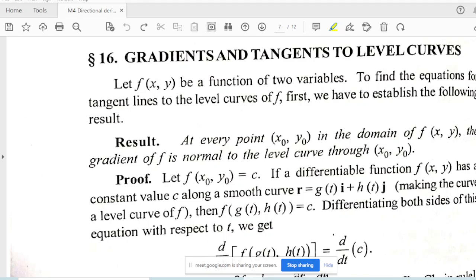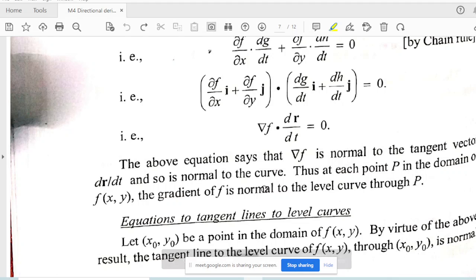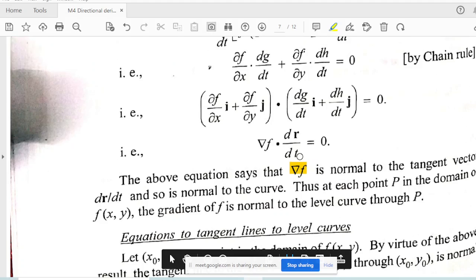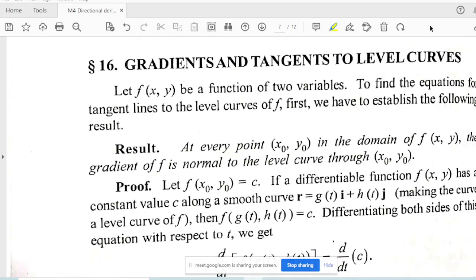Good afternoon. So today we'll be beginning with gradients and tangents to level curve. Okay, we know what is a gradient? Gradient is denoted by del. We can call it as del, or this is a notation of gradient, right? Gradient of a function, del f. And tangents to level curves. What are tangents? Tangents means usual derivatives to level curves.